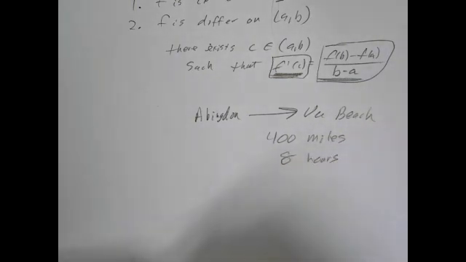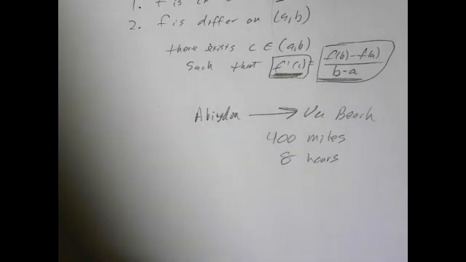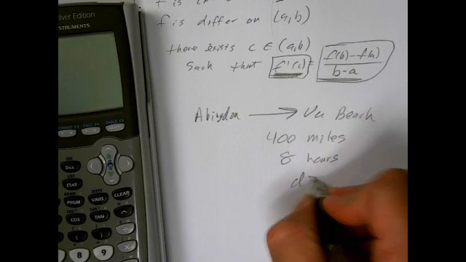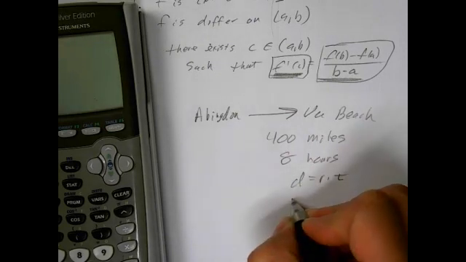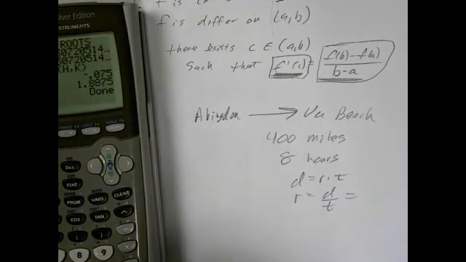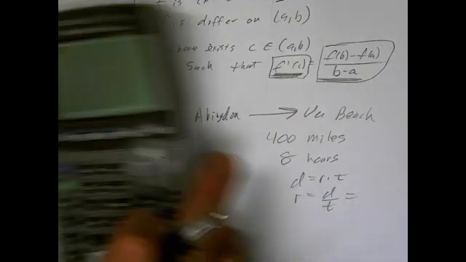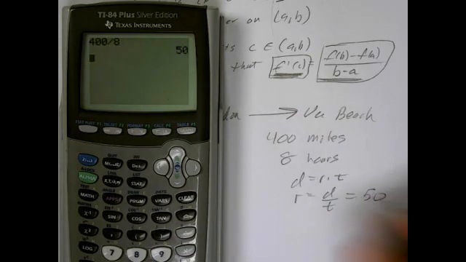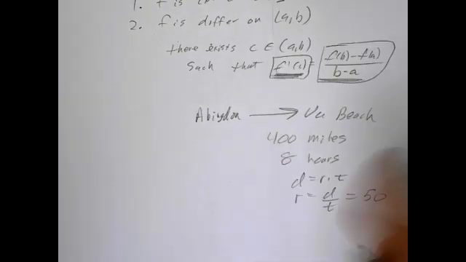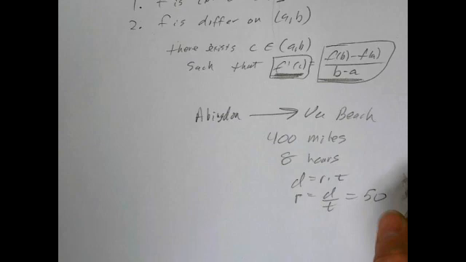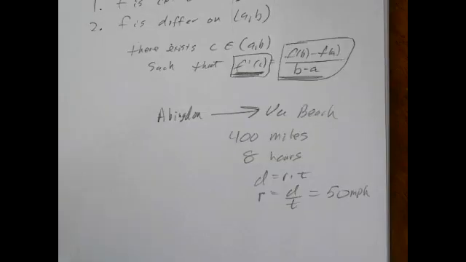All right. If I drive 400 miles in 8 hours, and since distance equals rate times time, therefore my rate would be my distance divided by my time, which is the 400 divided by 8, which is 50. This is telling me that my average speed in my car is 50 miles per hour. Okay. That's my average.